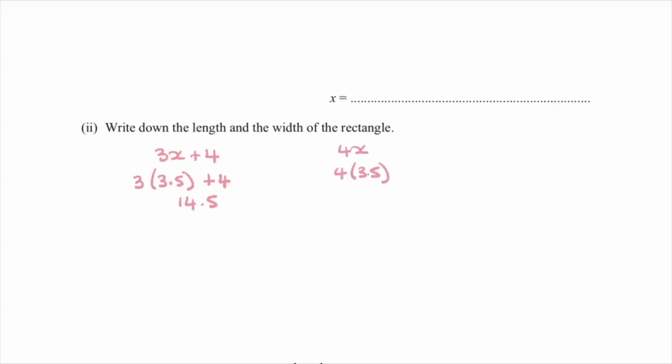You can either write that with a bracket, or you can write it out showing the times sign. It really depends on how you've been taught to do that, as to what feels natural. And that will give us 14 for the width, which we would just pop on the bottom, on the dotted line there, look.